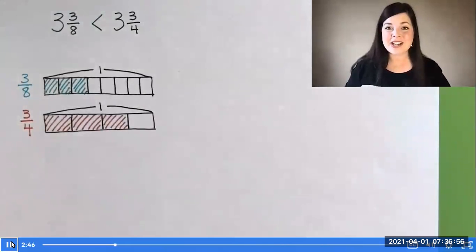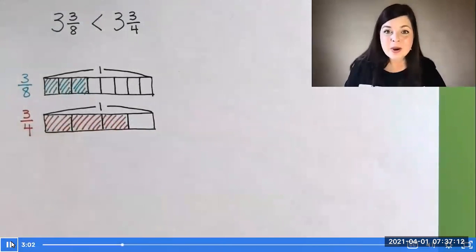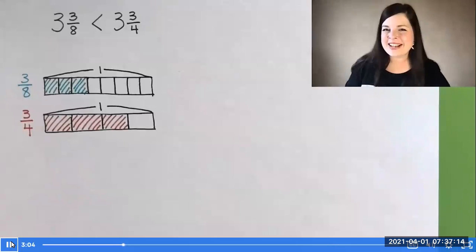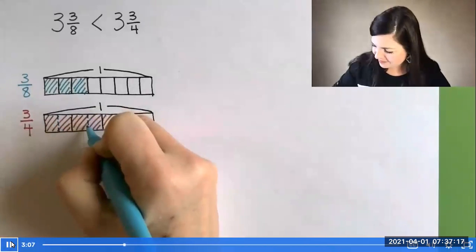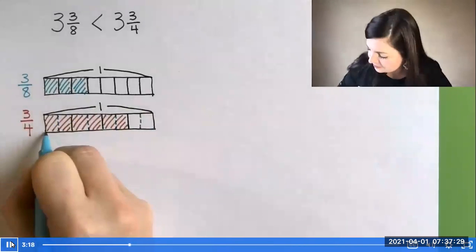Now, what do you notice about our diagrams? Maybe you noticed that the units are not the same size. So what could we do to make them the same size? We could partition each of our fourths into 2 equal parts to make eighths. Let's do that now. Now, how many eighths can we see are equal to 3/4? 6/8 equal 3/4.